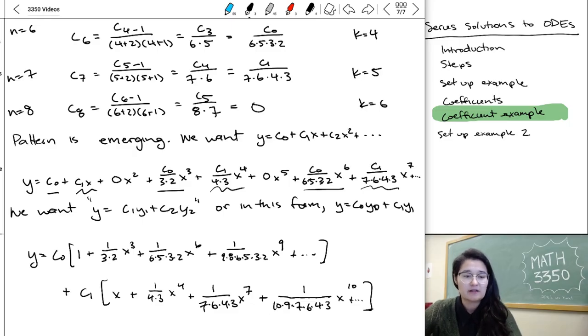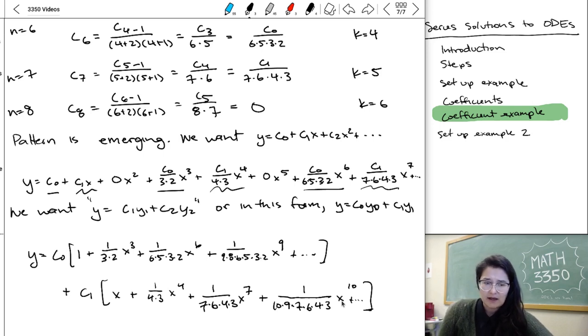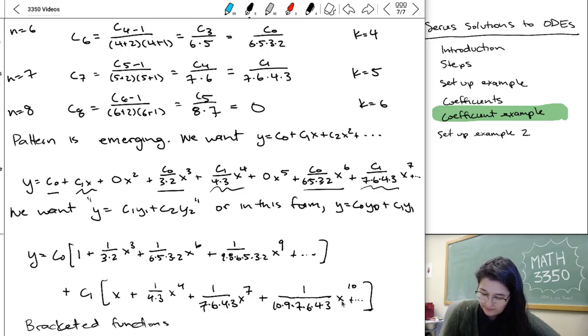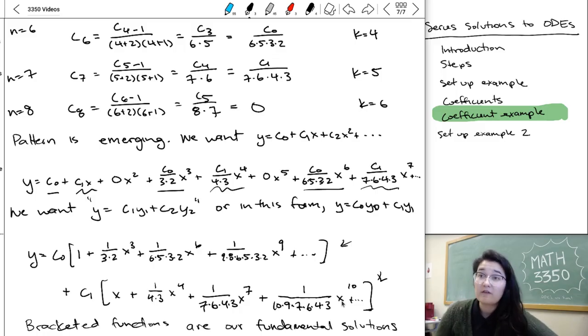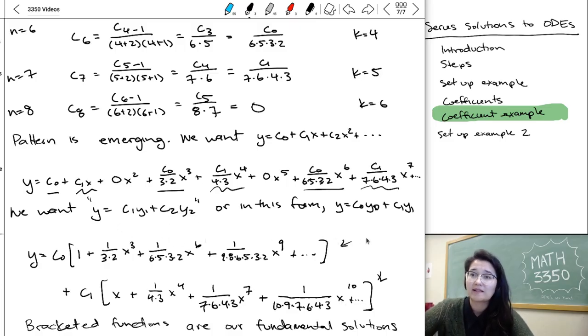And that's my solution. For some problems in this section, we'll actually be able to write a formula for these functions, but here they're kind of weird with those skipping numbers. So we don't have it. I do want to note that in this formulation, the bracketed functions here and here are our fundamental solutions. Which may have been obvious to you from us trying to represent it in this form, but I just want to make sure we're all on the same page about that's what we just found here.